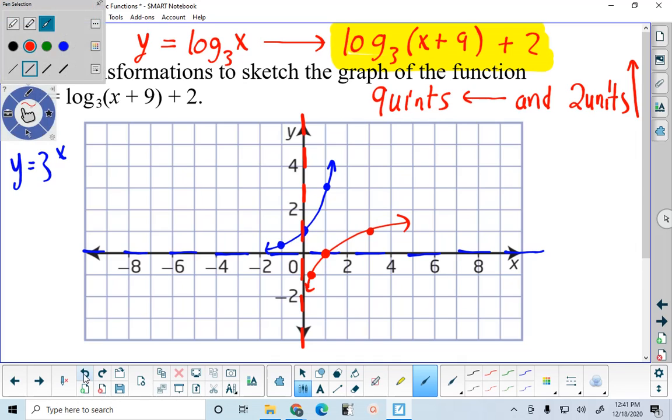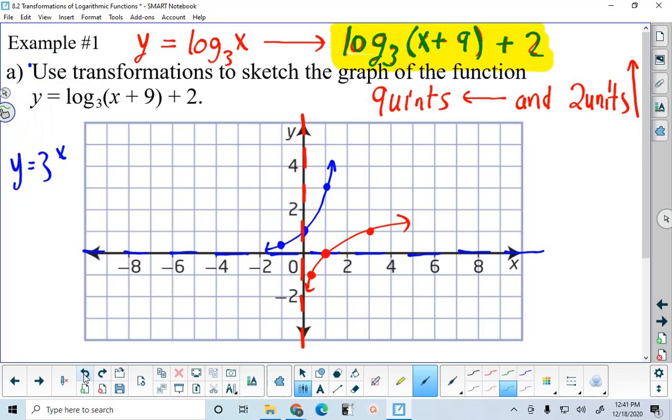Just so you can follow along, I don't care if you have different colors or not, I am going to use green for the final function, which is what we are asked to sketch the graph of. So blue was y equals 3 to the x. You didn't really need to graph that as long as you know how to graph log base 3 of x, which is in red. Now I have to take this graph in red and shift it 9 units to the left and 2 units up. So before I do that, does anybody have any questions so far about those first two graphs?